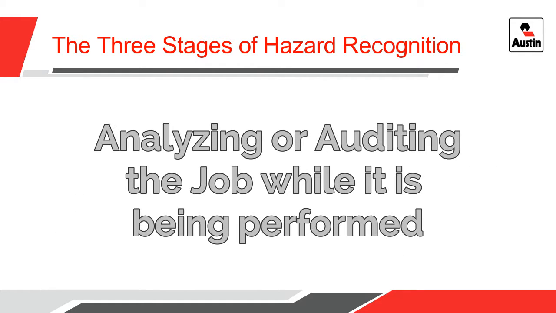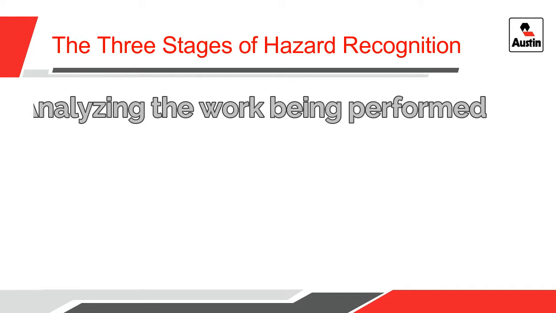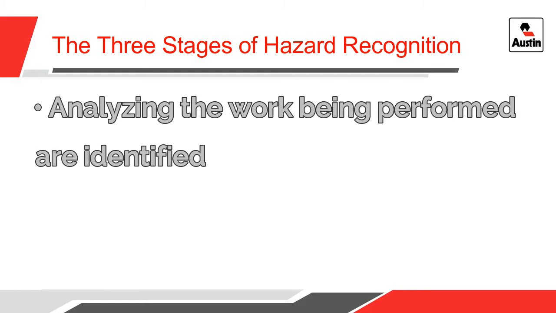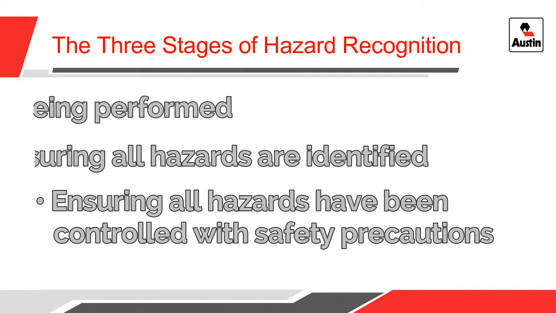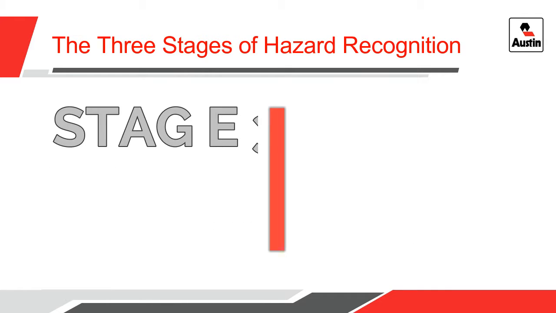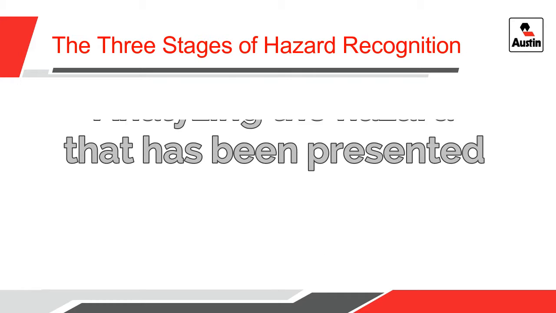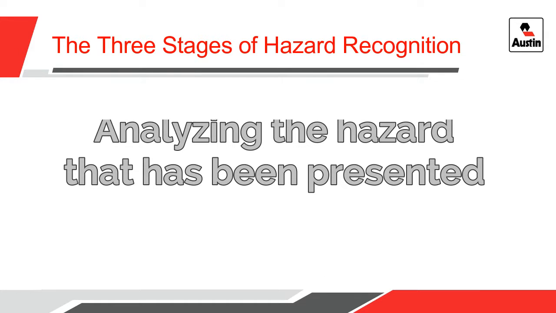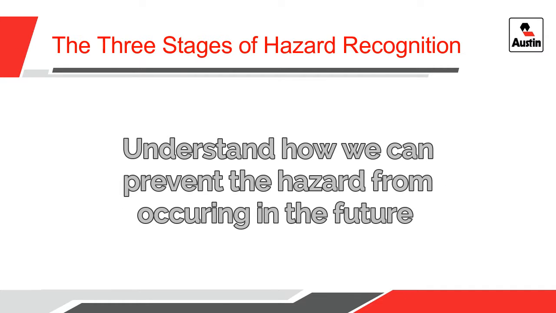This stage takes place while the work is being performed. It involves analyzing the work that is taking place and ensuring that we have identified all hazards and controlled them. The final stage is after a hazard has occurred. This is analyzing the hazard that has been presented and why the hazard wasn't controlled to begin with, and how we can ensure that it doesn't happen again.